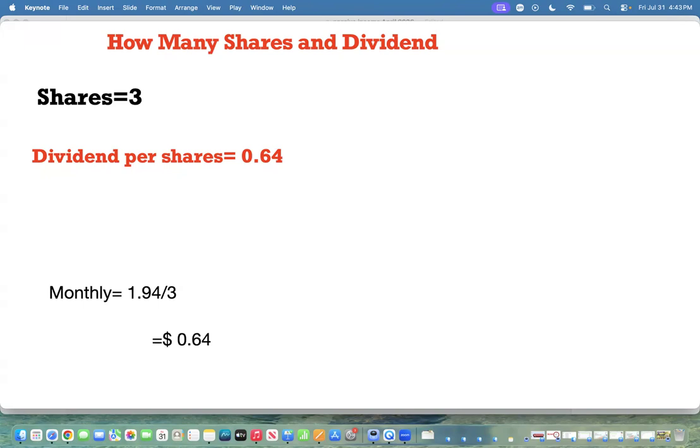So let's see how much. If you get that, you get 1.94 quarterly if you have only 3 shares. And then monthly, if you divide that amount by 3, you get 0.64, just exactly like what we had up there. So that's the dividend that you will be getting monthly for investing 249 in Fortis.